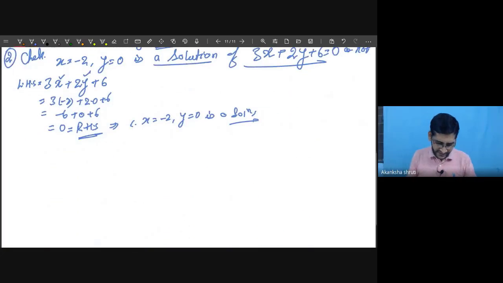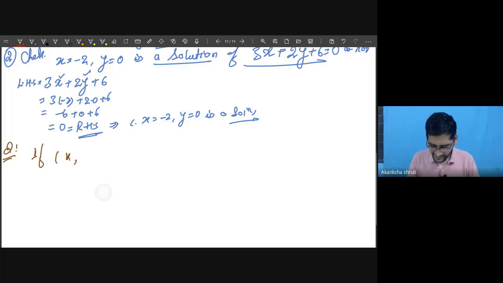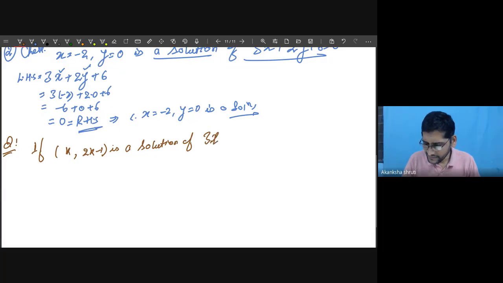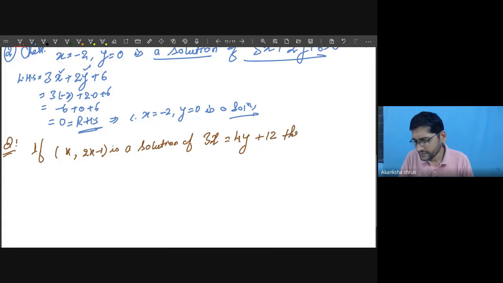So these are the questions which are framed based on the solution. Questions are also asked in some other way. So take one more question. If k comma 2k minus 1 is a solution of, say, 3x is equals to 4y plus 12, then find k. This is the question. Okay, student.